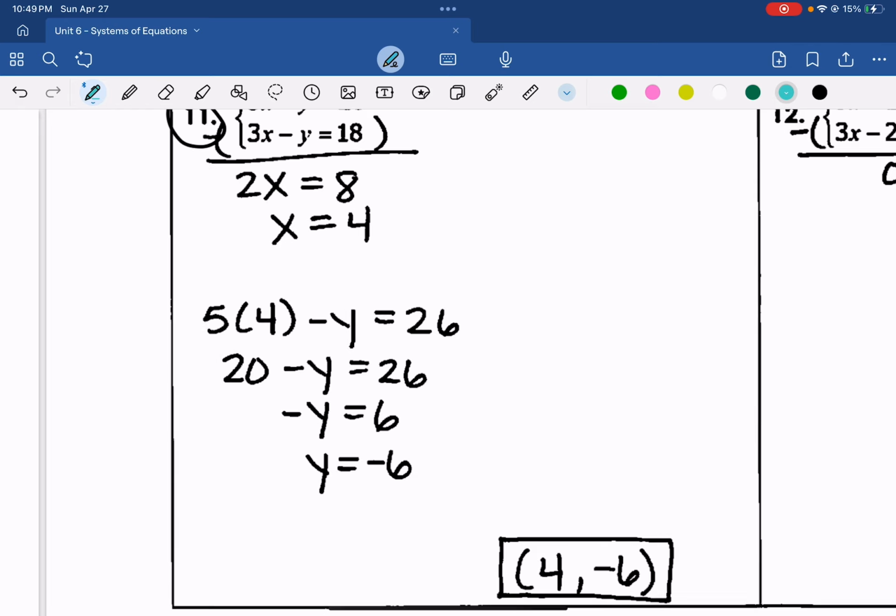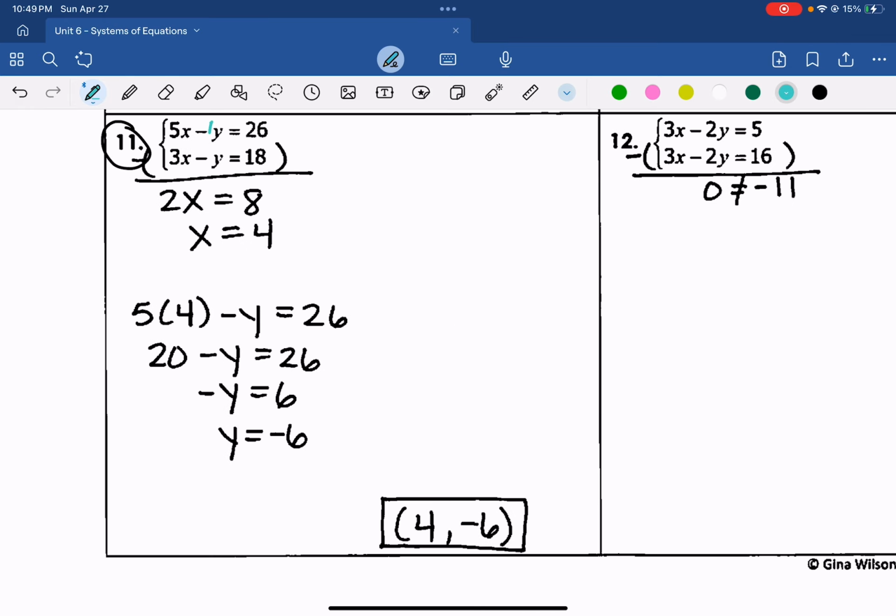Number 11, our last one here. My y's are the same, so they'll cancel. 5 minus 3 gives me 2. 26 minus 18 gives me 8. I solve to get x equals 4. When I plug that 4 in, I get 20 minus 1y, or 20 minus y equals 26. And then this is another mistake. Sometimes when we subtract that 20 on both sides, we'll just assume that's a positive 1y. Nope, it's still a negative y, which means I have to divide by negative 1, which changes the sign. So negative 6 for your y.